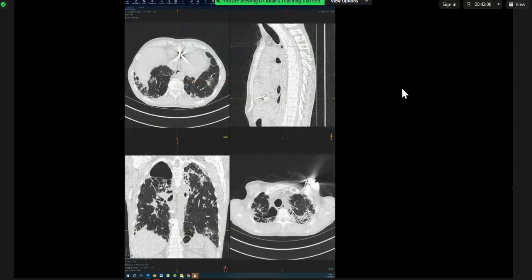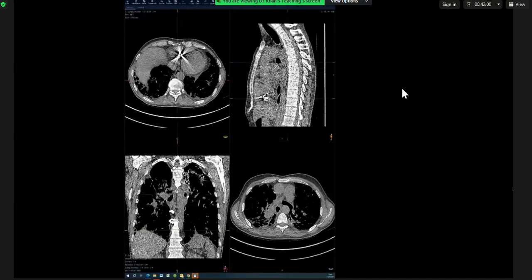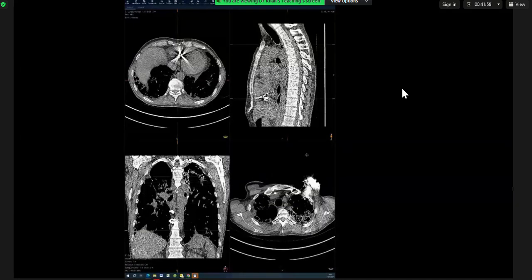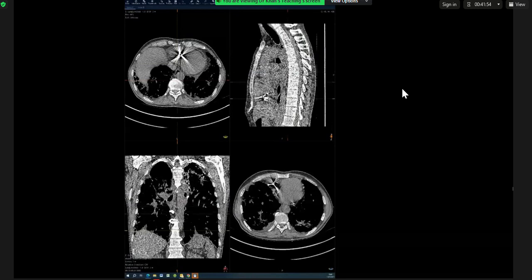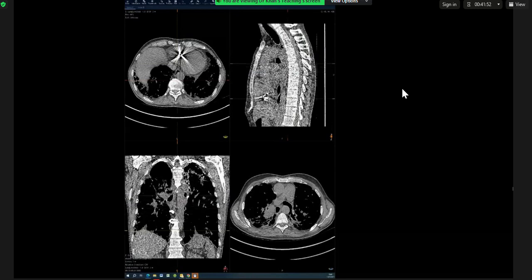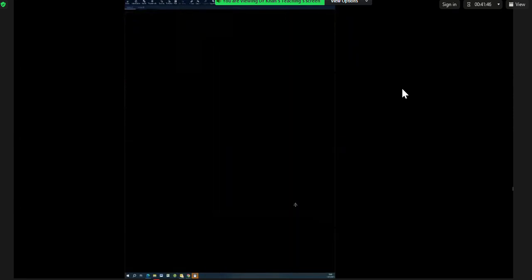Not sure. Okay. Do you want to look at the lymph nodes? I would like to look at the abdominal window, soft tissue window. So there are not many, but a few calcified lymph nodes. No significant lymph nodes. Yeah.